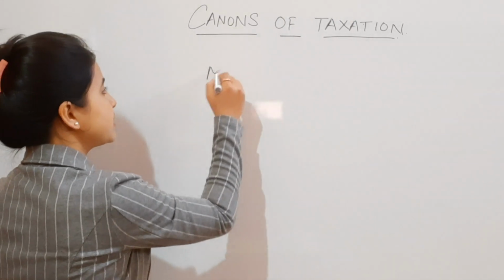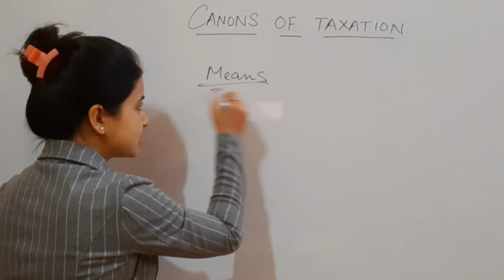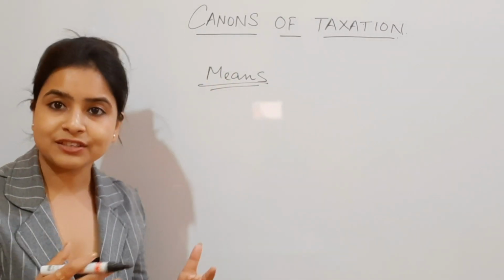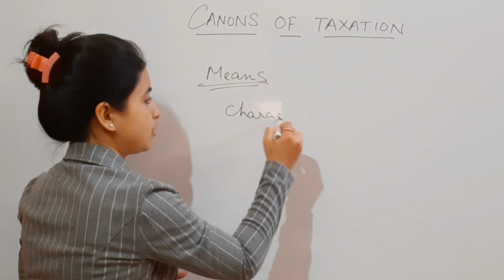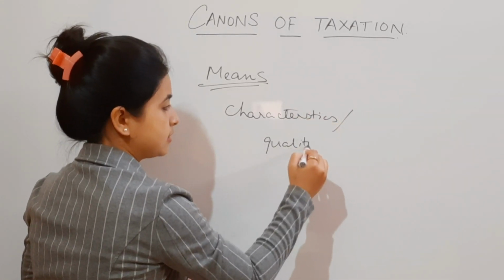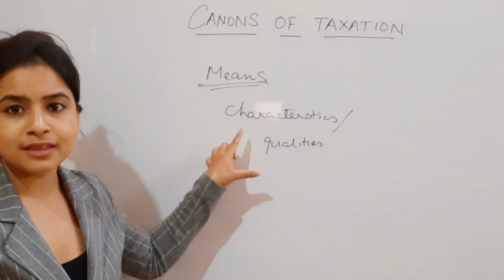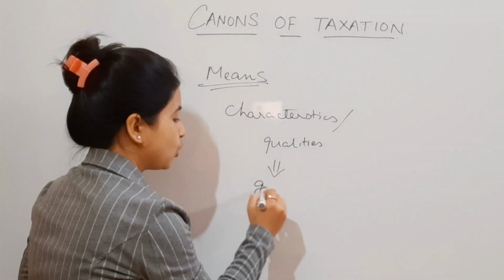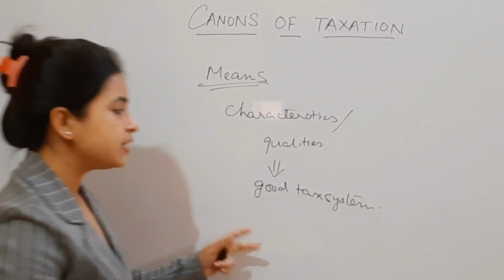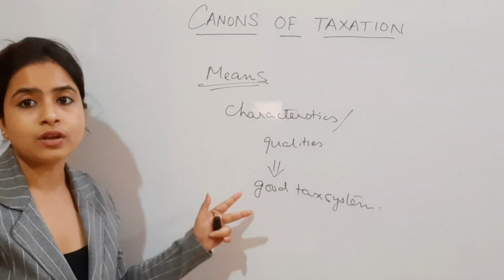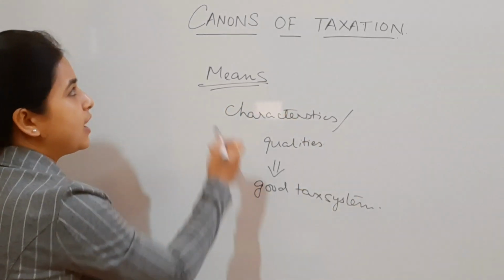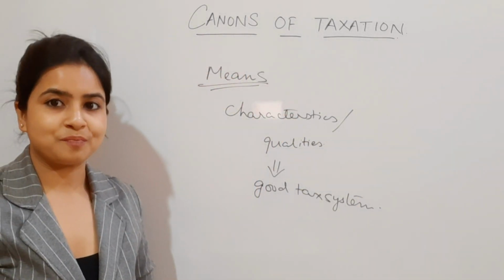Let's understand from the basics what it actually means. Canons of taxation implies the characteristics, or we can say the qualities, that must be there for a good tax system in any economy. The characteristics or qualities that a good taxation system must possess are defined by these canons of taxation.